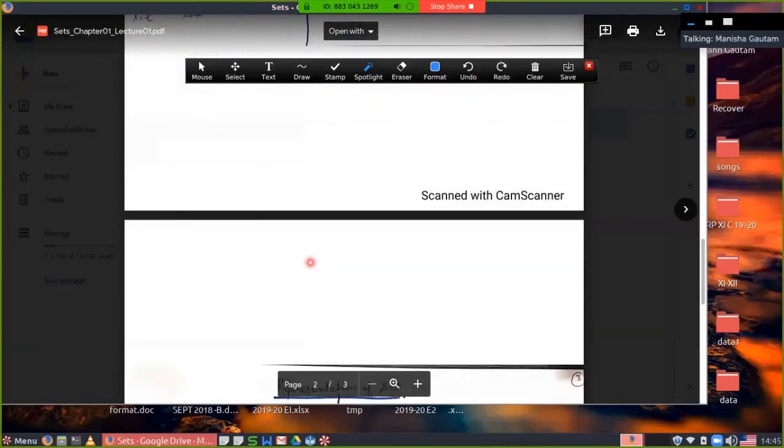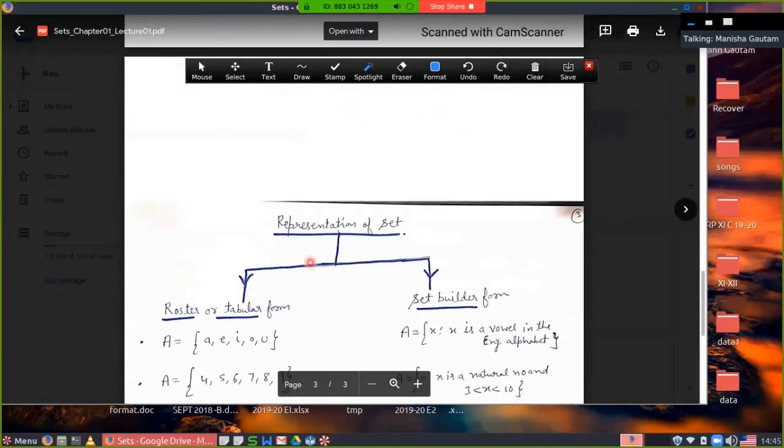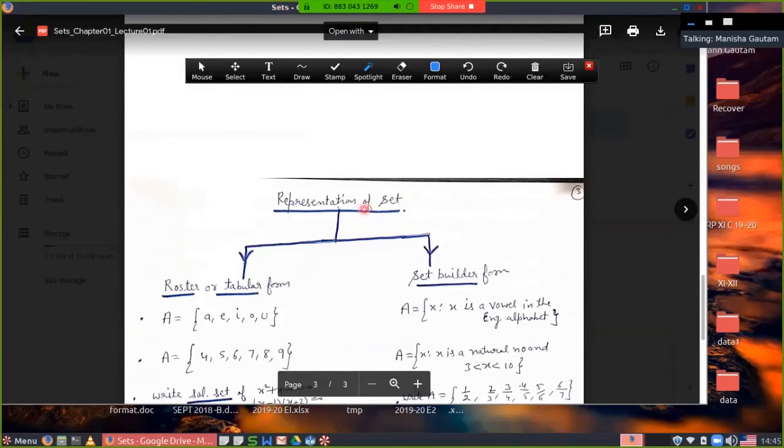Now we'll go for the representation of a set. How to represent a set? I have told you a set is a well-defined collection of objects. Well-defined means with a particular rule. When we collect the elements, those are the elements of the set. We can represent a set in roster form as well as set builder form. Two types of representation are there for a set.